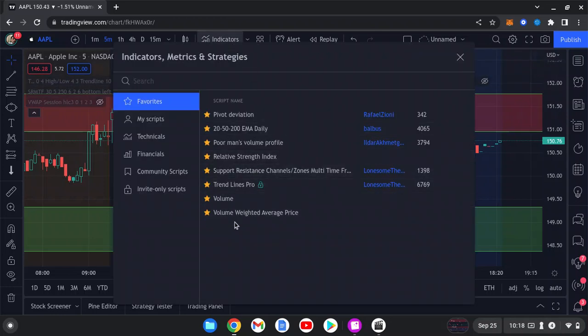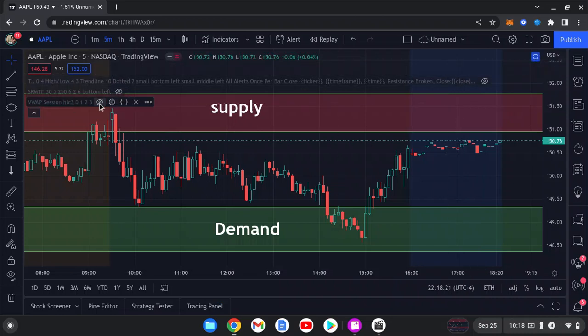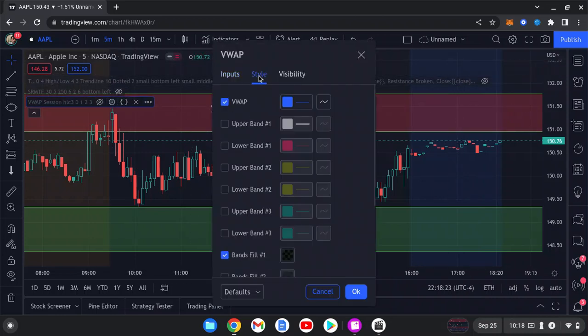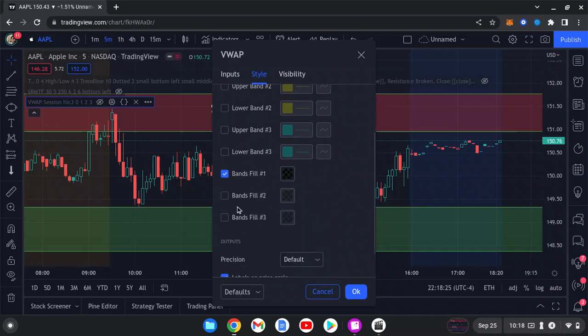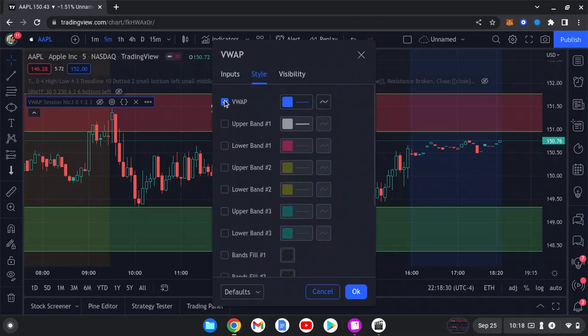And this is the VWAP that I like to use. It's the first thing that pops up on TradingView, volume weighted average price, and it gives you many options, all of these different bands. The only one that I like to keep on it is either my upper band, lower band, or VWAP. Just test it out, whichever one you like. If I'm looking for a long position, I use the lower band.